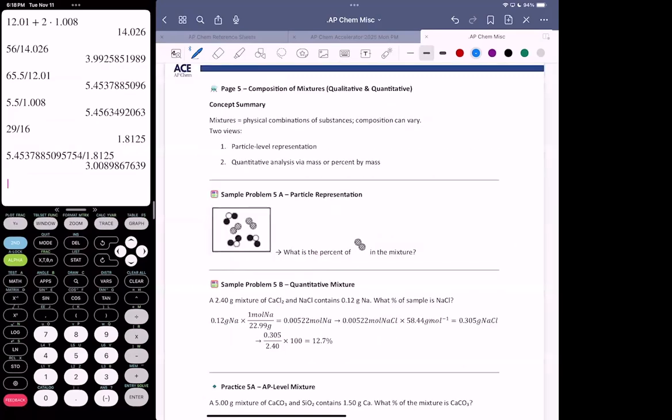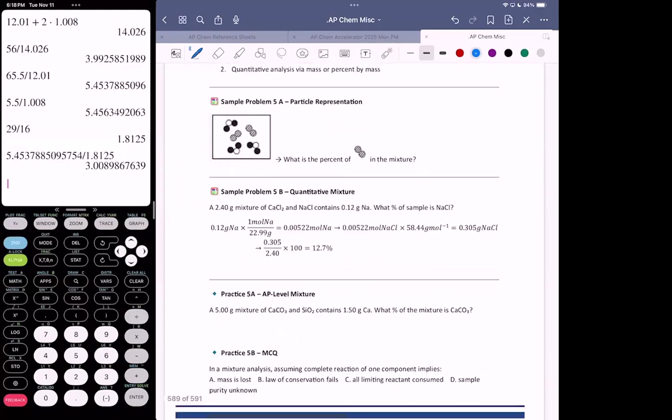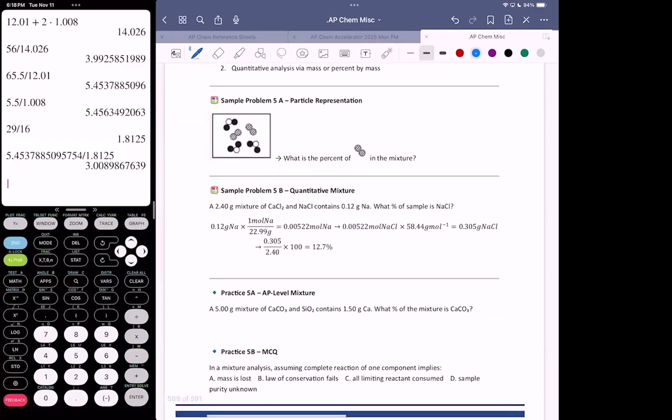Page 5, composition of mixtures. Mixtures are physical combinations of substances, and their composition can vary. We look at it in 2 different ways in AP Chem, at the particle level and quantitatively via mass or percent by mass. Here's a particle representation. What is the percent of this component in this mixture? For one thing, you can tell it's a mixture because it's got 2 different types of molecules. It's got the striped molecule and the Mickey Mouse looking molecule, which is usually what we use to represent water. So the percent of our striped molecule is 2 of them over 5 total. So that is going to be 40%.